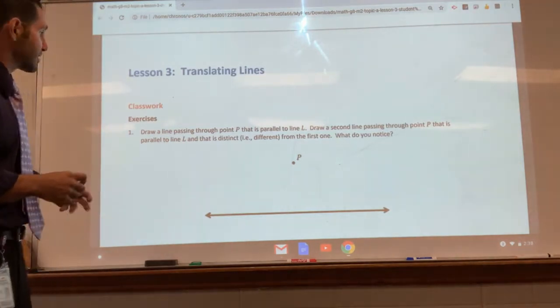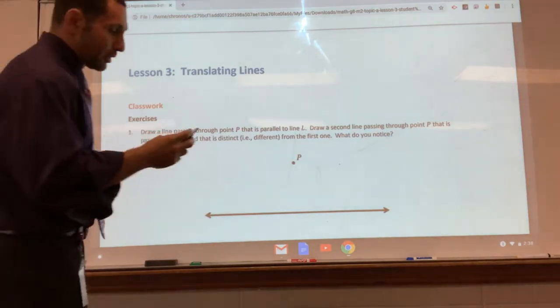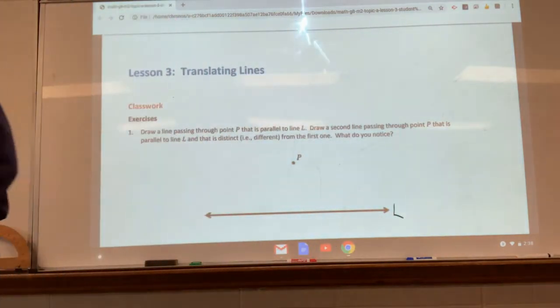Now, as we read this, it says, draw a line passing through point P that is parallel to line L. Well, wonderful, EngageNY forgot to label, this is line L. So this right here is line L. What does parallel mean? That's the most important thing that we need to start with.